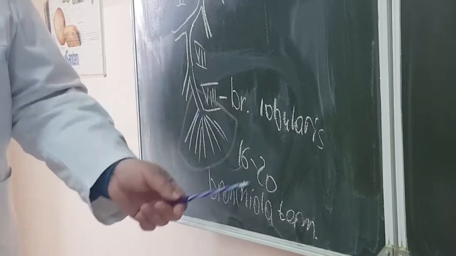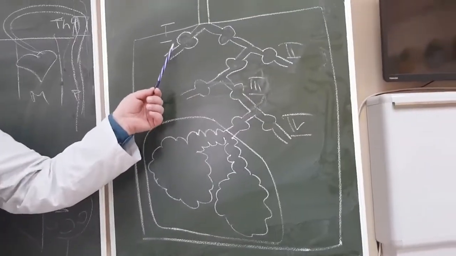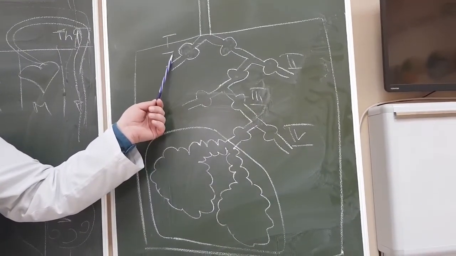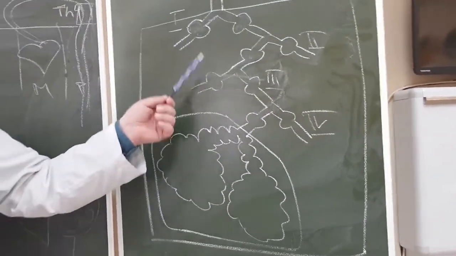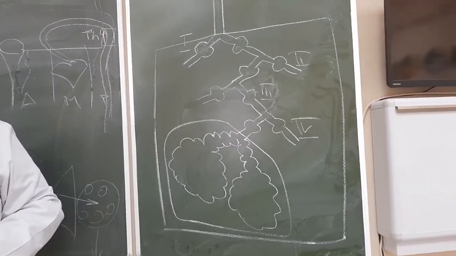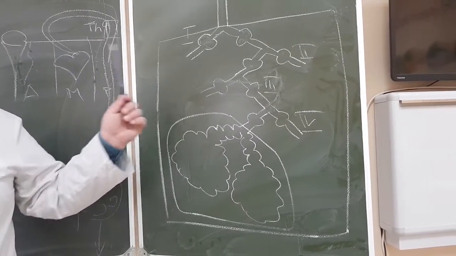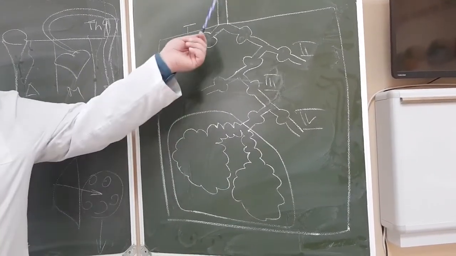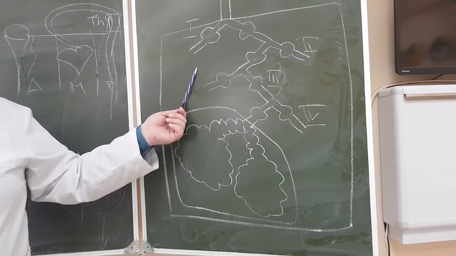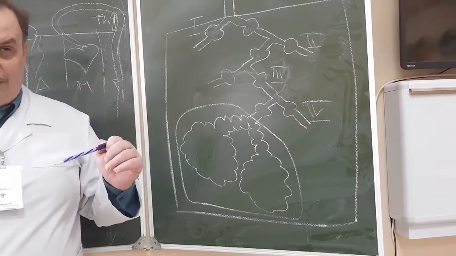But if we compare bronchiola terminalis and bronchiola respiratoria, in respiratory bronchioles, muscles are absent. Put here. In respiratory bronchioles, muscles are absent, and ciliated epithelium is absent. Which epithelium? Not squamous. One layer of not squamous epithelium.